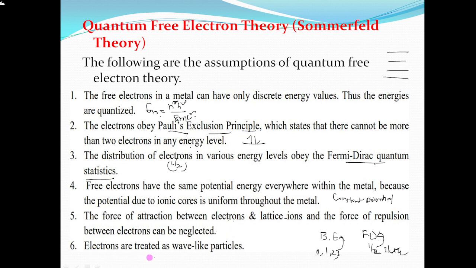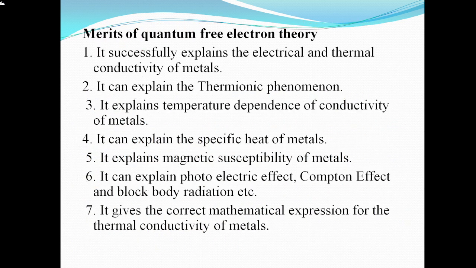Next, here electrons are treated as wave-like particles, meaning a moving particle exhibits wave nature. So here electrons exhibit wave-like properties. Okay. Now these are the assumptions of quantum free electron theory. So quantum free electron theory was able to explain all the drawbacks of classical free electron theory, but it failed in very few aspects.